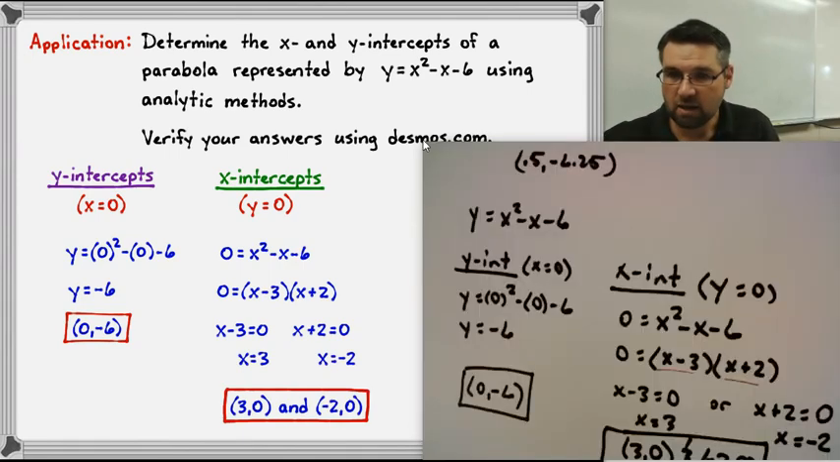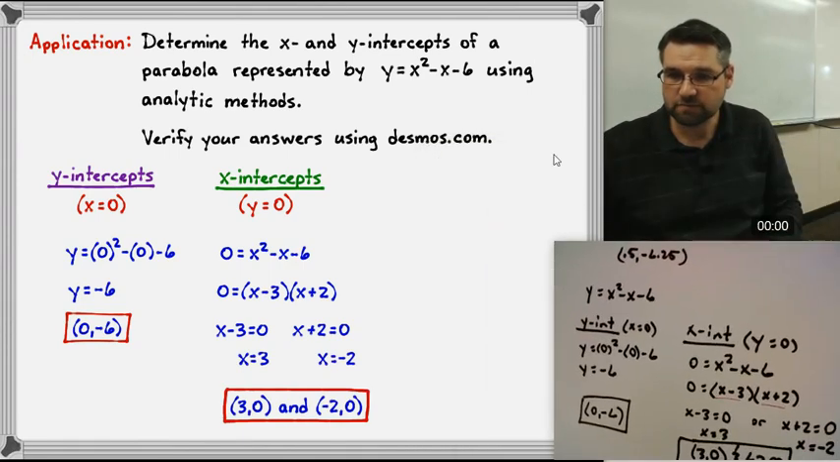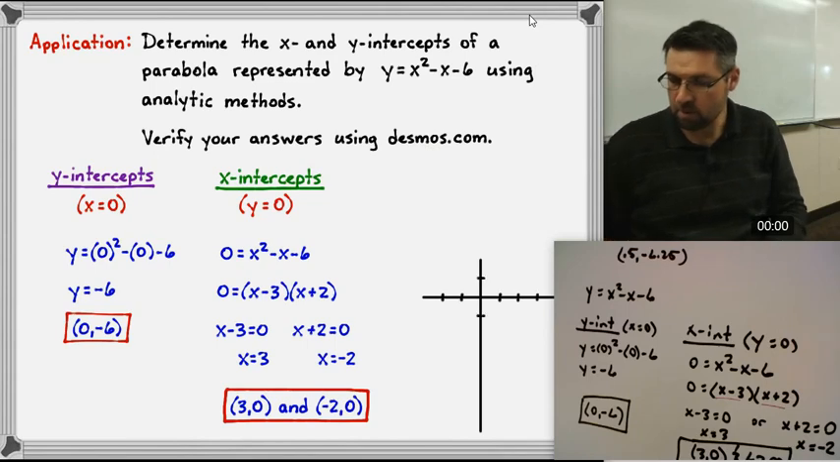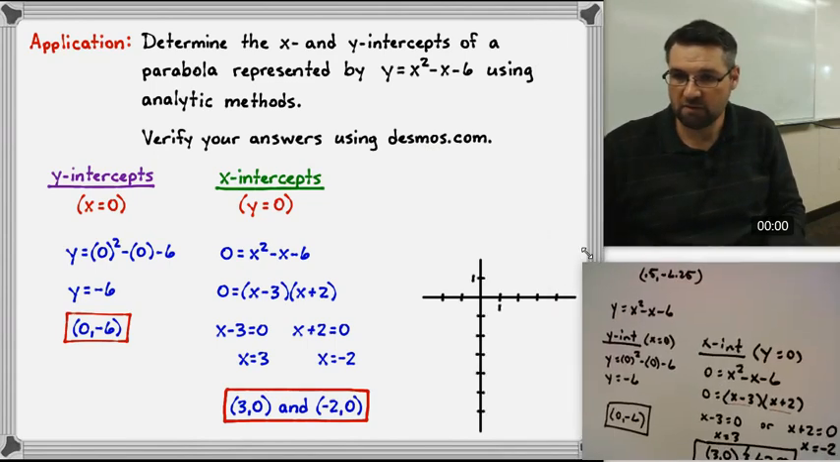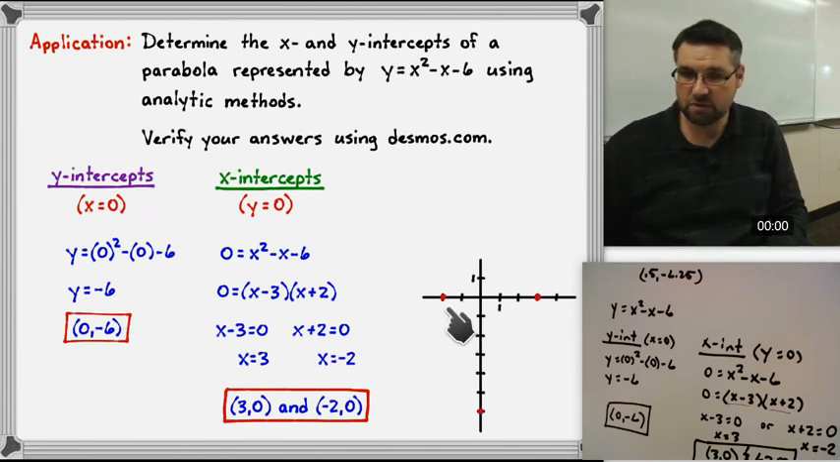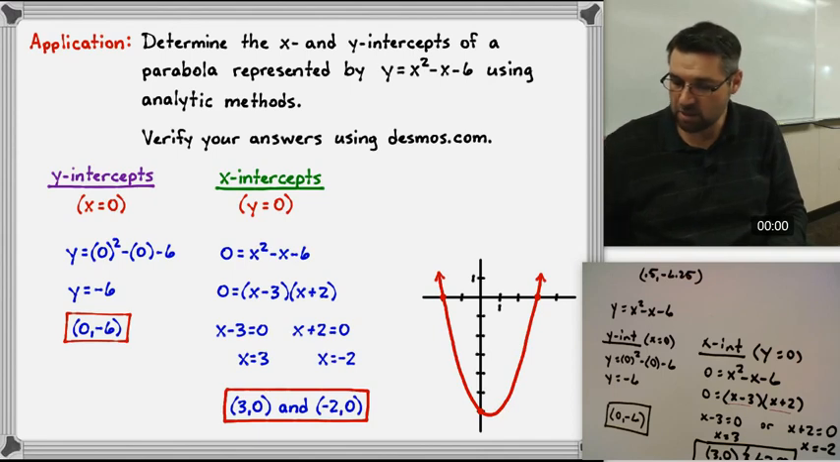And then if we go to graph this, now my graph may not show everything that we need, but we know that we have x-intercepts of (-2, 0) and (3, 0), a y-intercept of (0, -6), and we can connect the dots there and see our parabola. Okay, and now we can see our axis of symmetry here is actually right where it should be, right between 0 and 1, at 1/2.